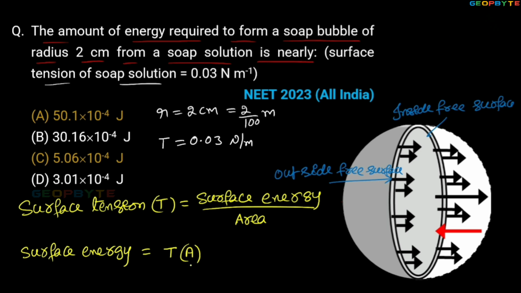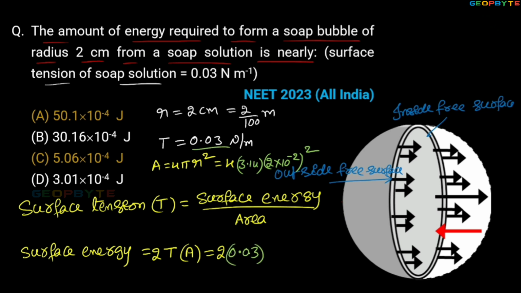But since it is having two layers, multiplied with 2, because it is having the two free surfaces, it is equal to 2 into T into A, where A equal to 4 pi r square. It is equal to 4 into pi value 3.14, or 22 by 7, 3.14, 4 into 3.14 into radius (2 into 10 power minus 2) whole square. Okay. So surface tension value given 0.03, 0.03 into area.